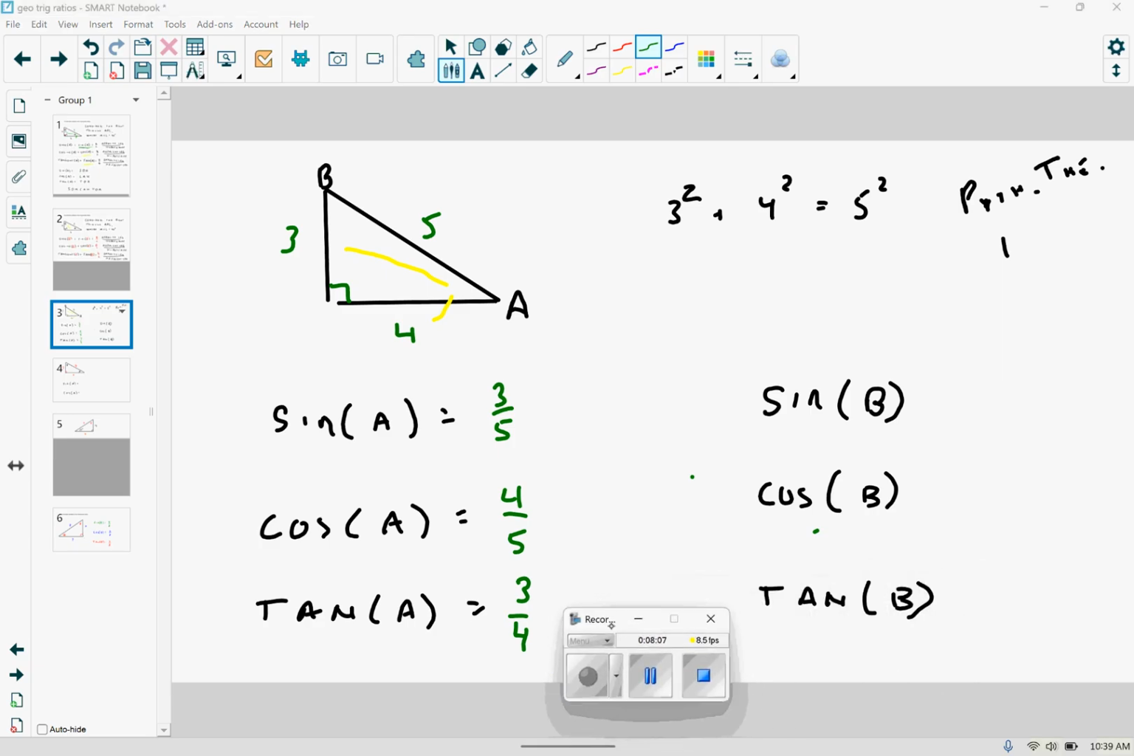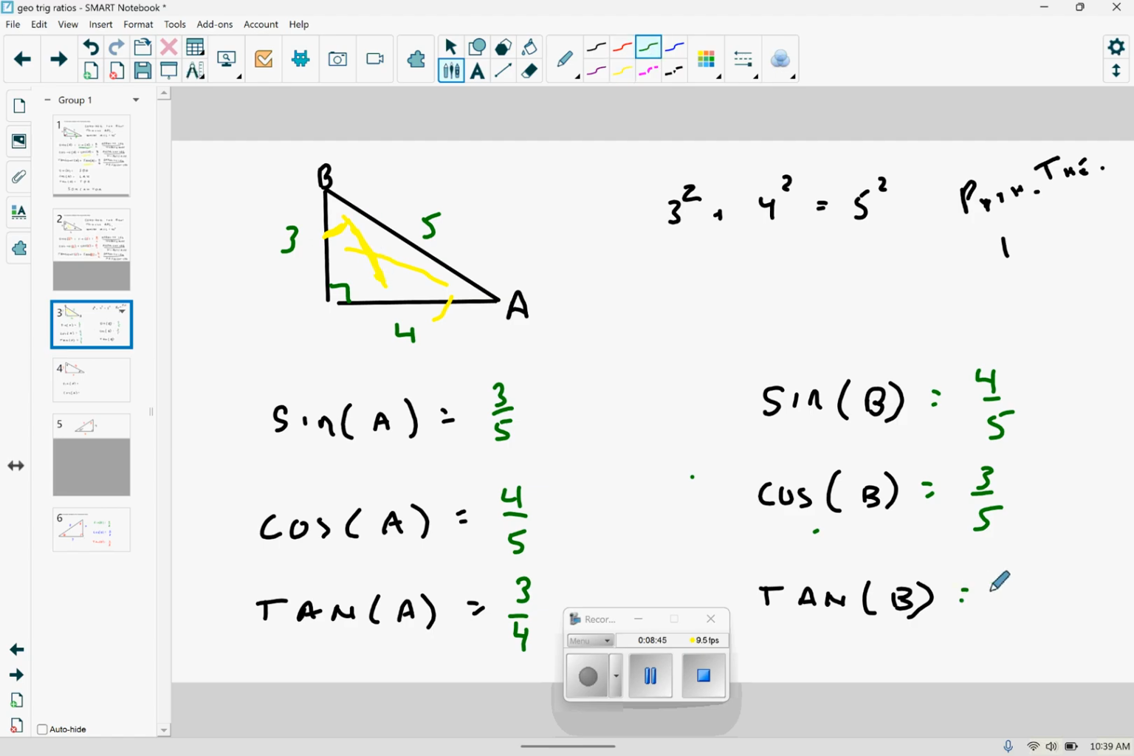Easy enough. Okay, so let's do the sine of B. The sine of B is going to be the opposite of B, which is 4, divided by the hypotenuse, which is 5. The cosine of B is going to be the leg adjacent to B, which is this 3, divided by the hypotenuse of 5. And the tangent of B is going to be the opposite over adjacent, so that's going to be 4/3.